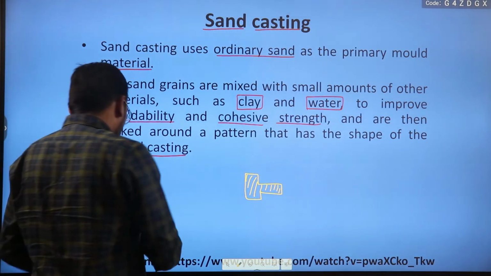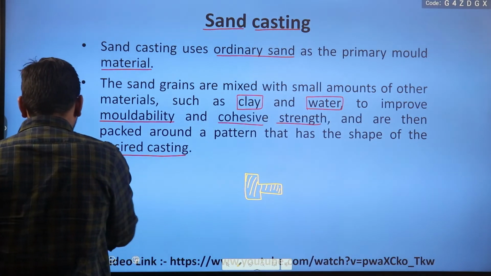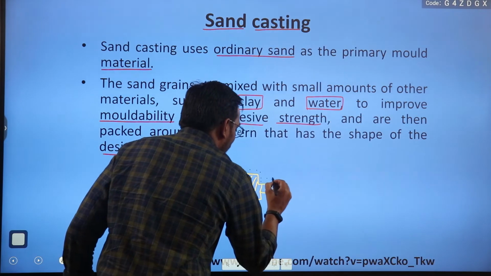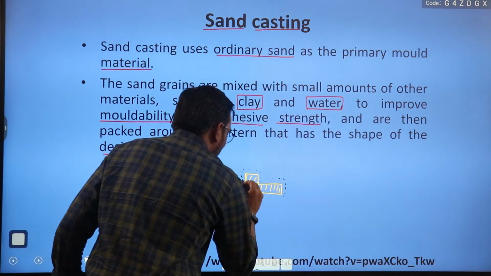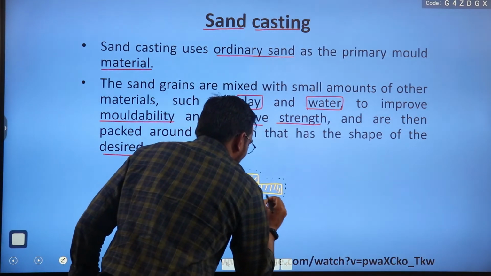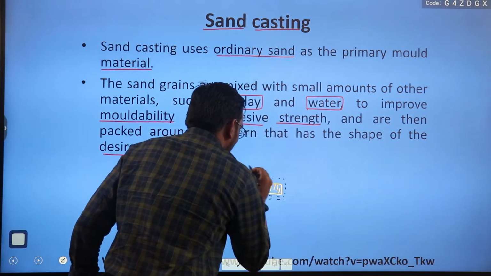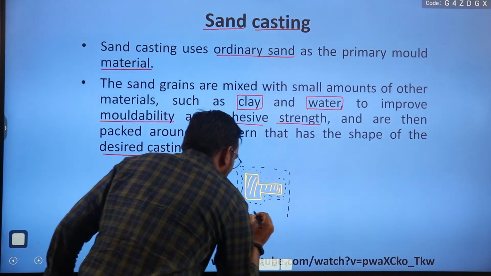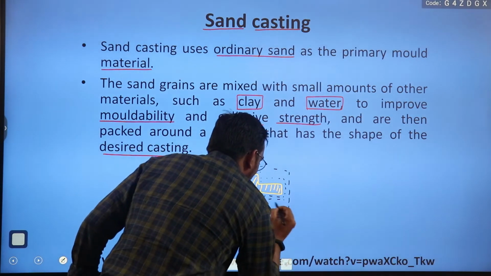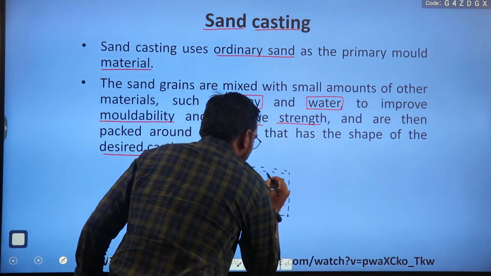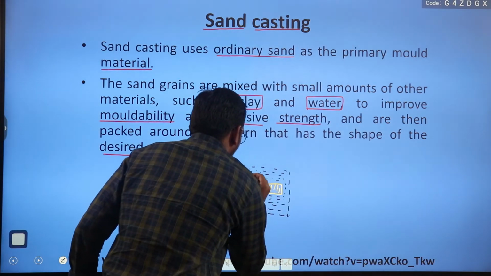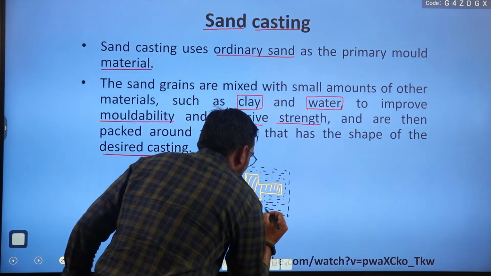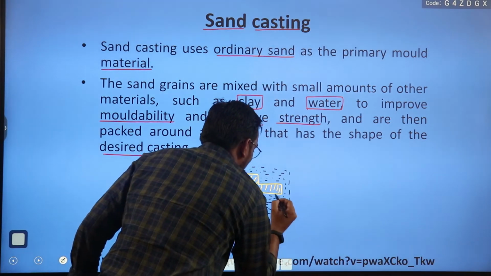Now I will pour this molding sand, this ordinary sand, on this pattern. Let us say this black color will represent the sand. Here we have some sand, right? And I will mix some clay and water in this, which will act as a binder. This is the sand, molding sand.